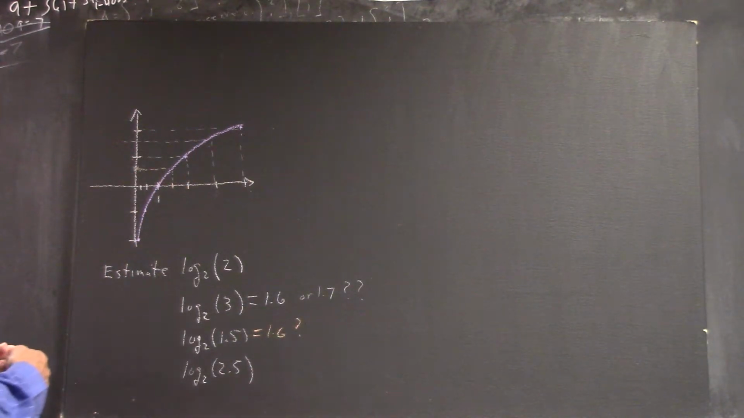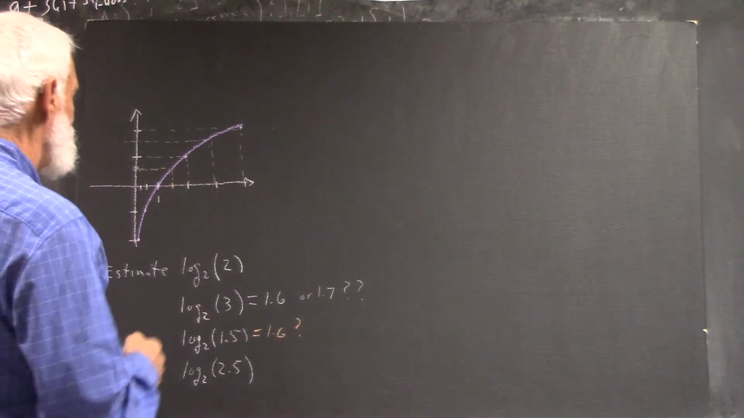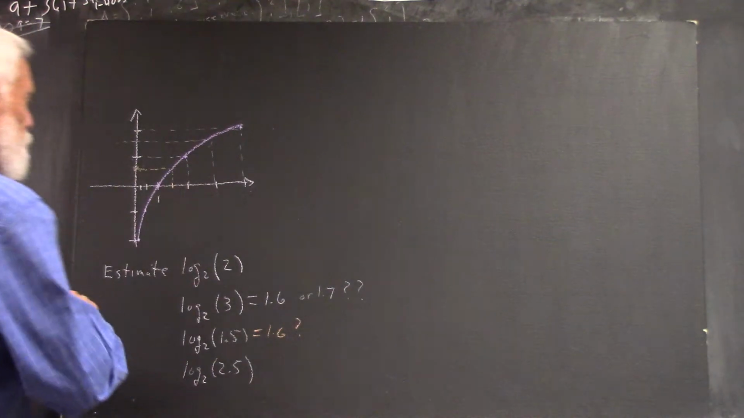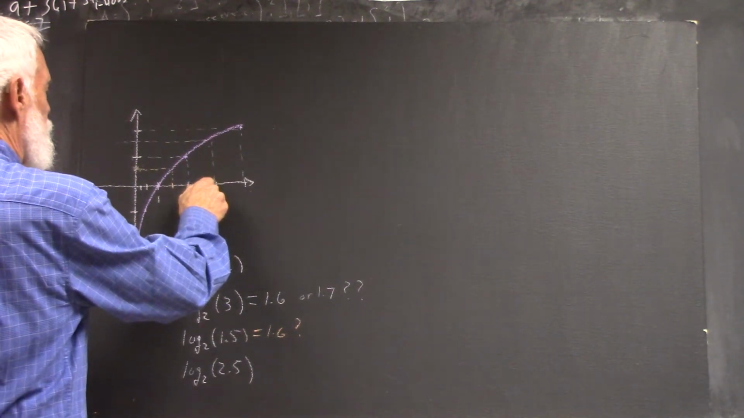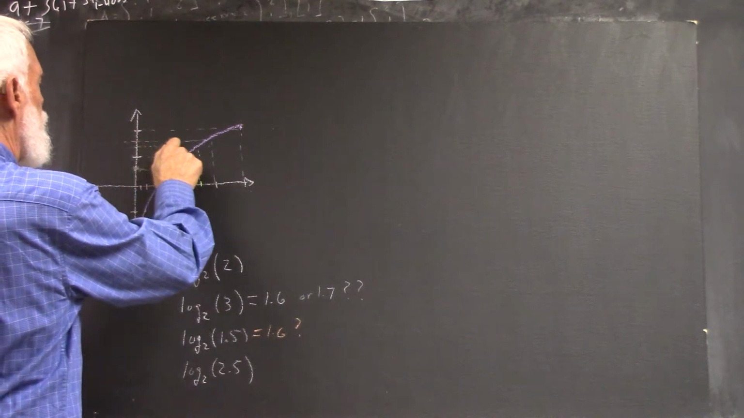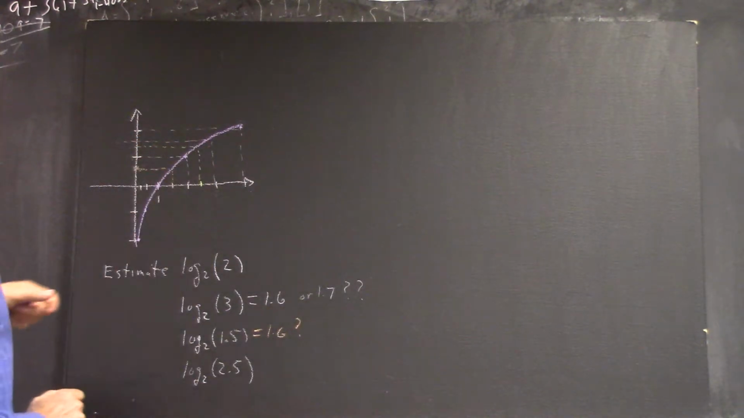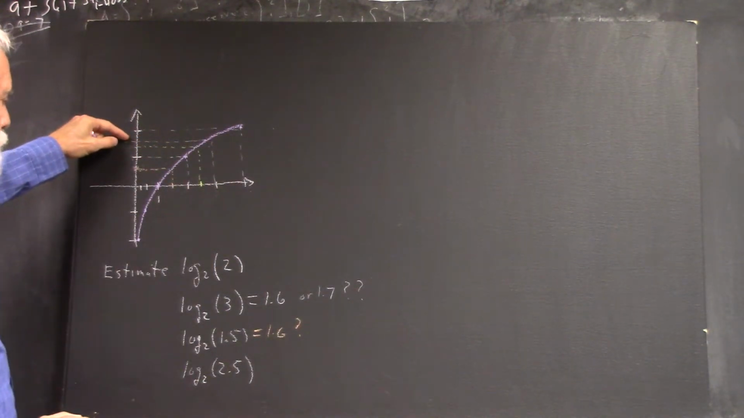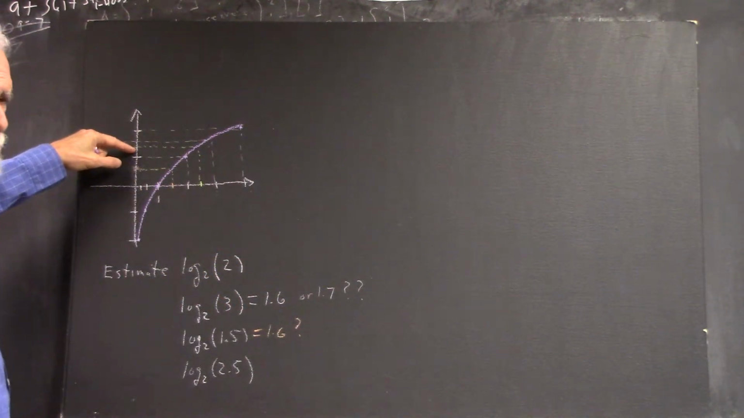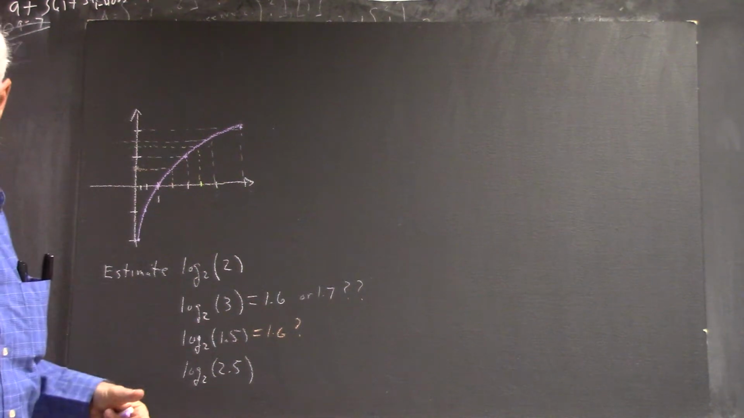And then for 2.5, well, that's going to be here, and we come up to the graph. Okay, that's going to be a little more than halfway between this and this. Now, if this is 1.6 and 1.7, that might be 1.4. I don't know. Okay?